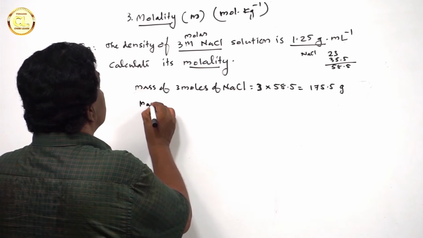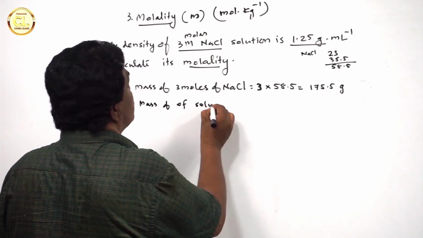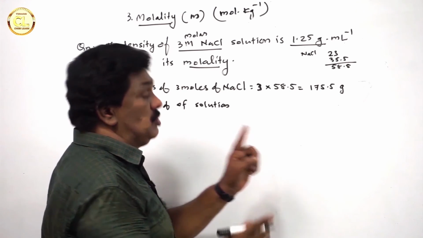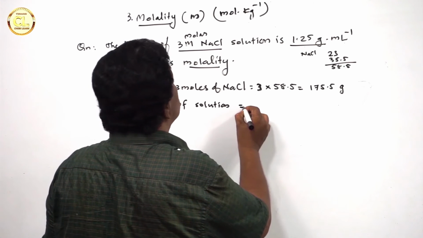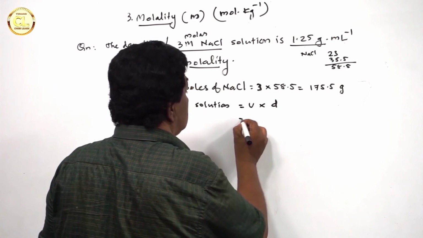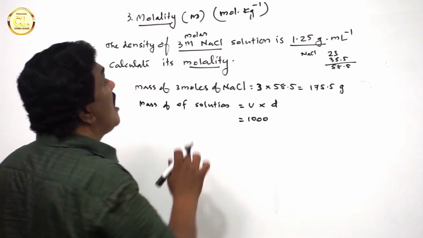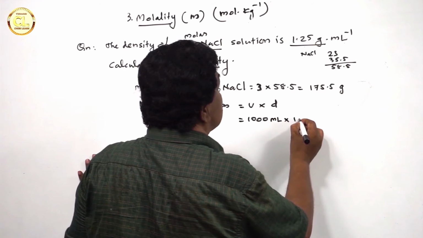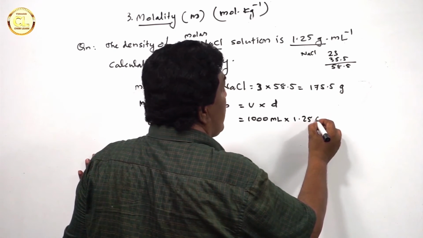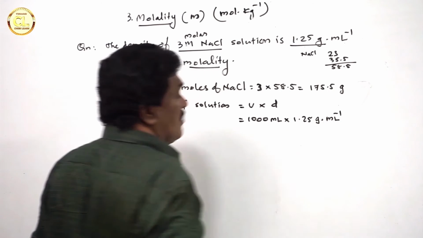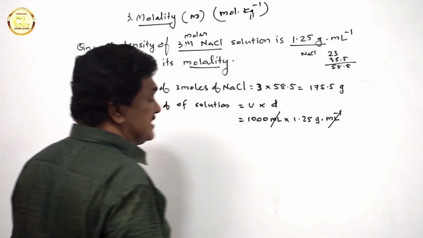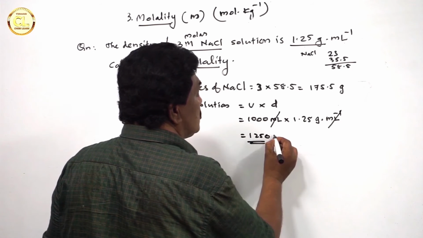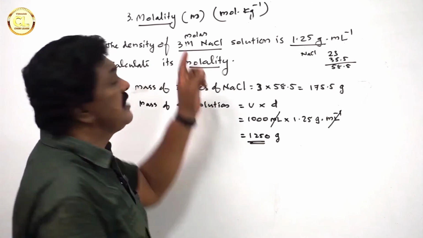Now the mass of the 3 molar solution. 3 molar means 3 moles in 1 liter of the solution. So mass of solution is equal to volume into density. Volume is 1000 milliliter, because a 3 molar solution means 3 moles in 1000 milliliter. So 1000 milliliter into density, 1.25 gram per milliliter. The milliliter cancels off. 1.25 into 1000 is equal to 1250 grams. That is the mass of the 3 molar NaCl solution.